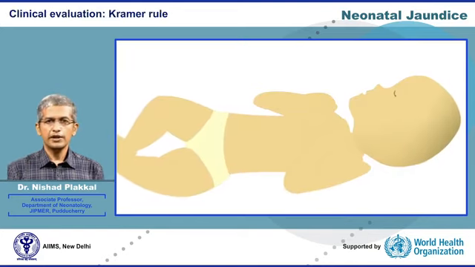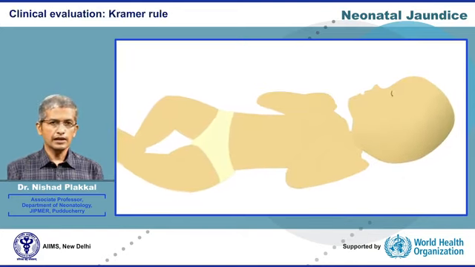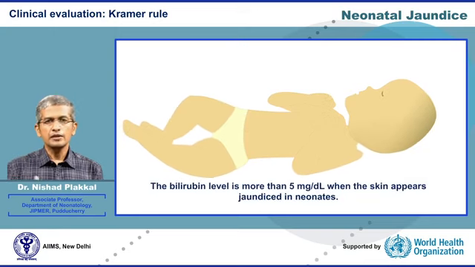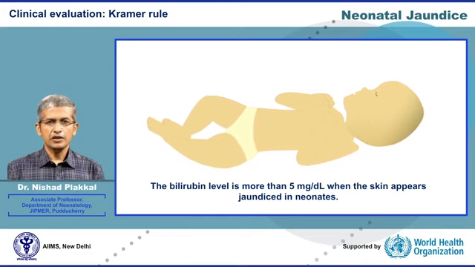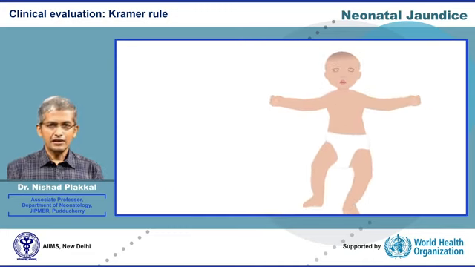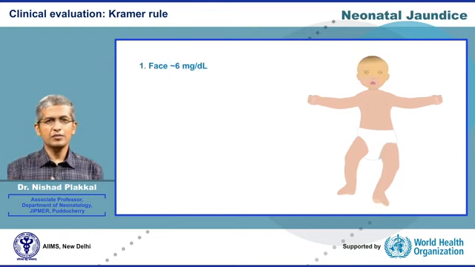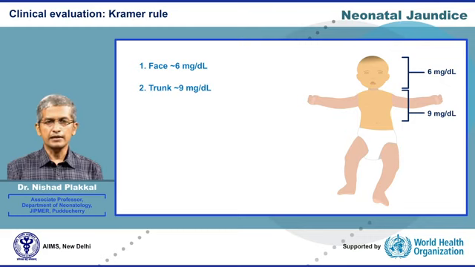How do we clinically evaluate a baby with jaundice? The Kramer rule or the Kramer index is a useful clinical tool. If the jaundice is visible in a baby, the bilirubin level is usually more than 5 milligrams per deciliter and you probably already know that. The Kramer rule states that if the jaundice is visible on the face, then the bilirubin level is probably around 6 milligrams per deciliter. If it is visible on the chest and upper abdomen, the level is probably about 9 milligrams per deciliter. And if it is on the abdomen and thigh, that is probably around 12 milligrams per deciliter.